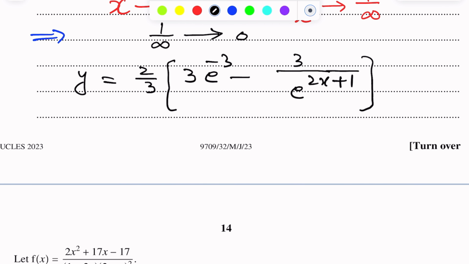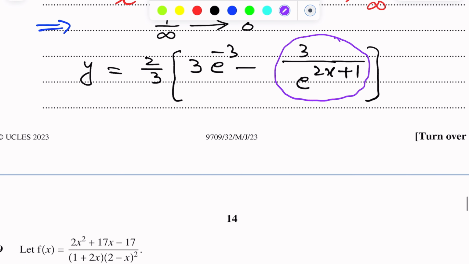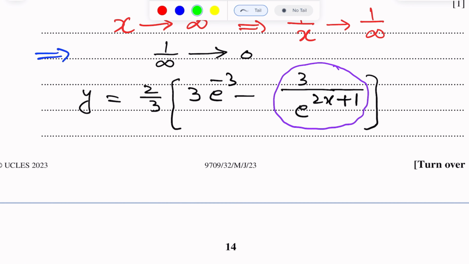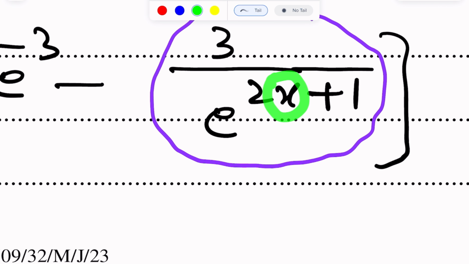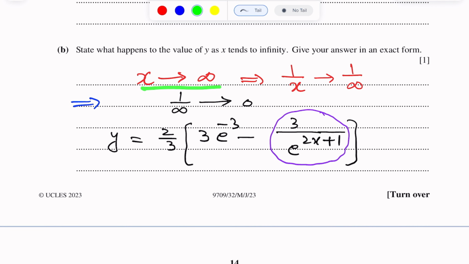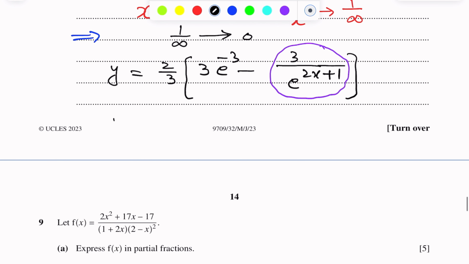So finally, this term will be 0 because x lies in the denominator and x tends to infinity. So finally we get y tends to 2 over 3 tan of 3 e power negative 3. This is the answer.